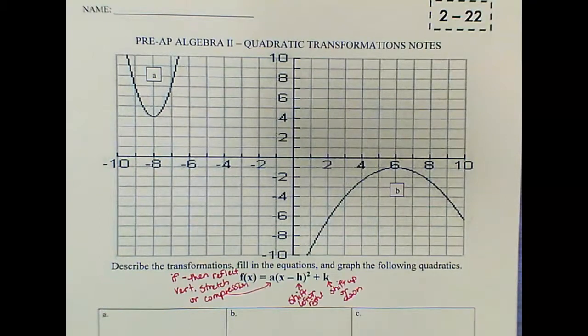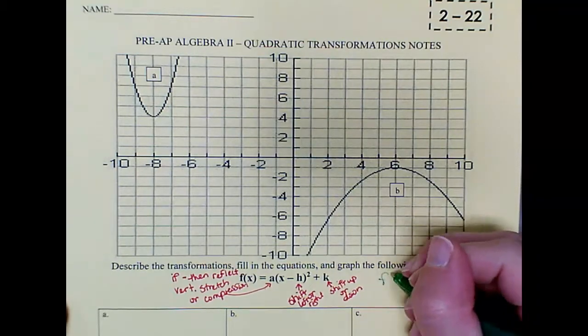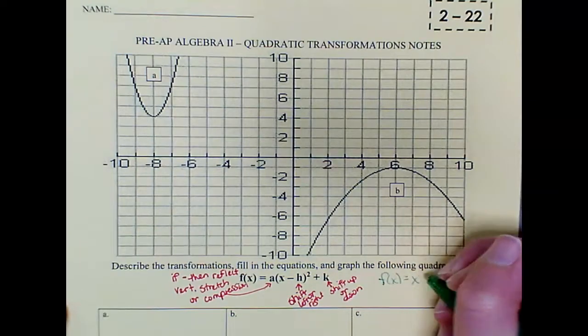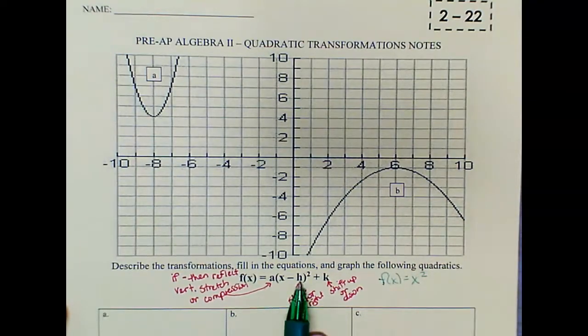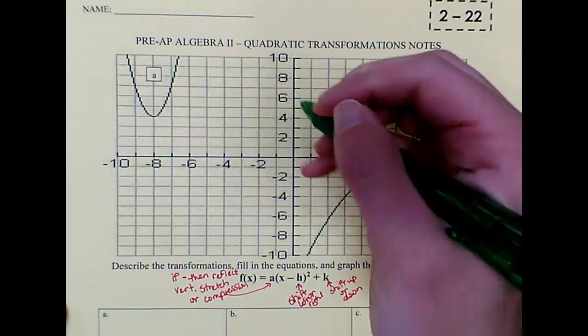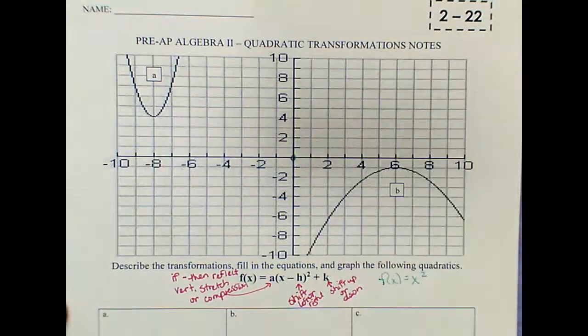Before we do anything else, I want to make sure that you understand the parent function. Remember that the parent function is f of x equals x squared. We don't have an h value, it's 0, and we don't have a plus k visible because it's 0, so the vertex is at 0, 0. And then we don't have an a value visible because a is just 1. I'm not stretching or compressing or flipping, like reflecting or anything like that.